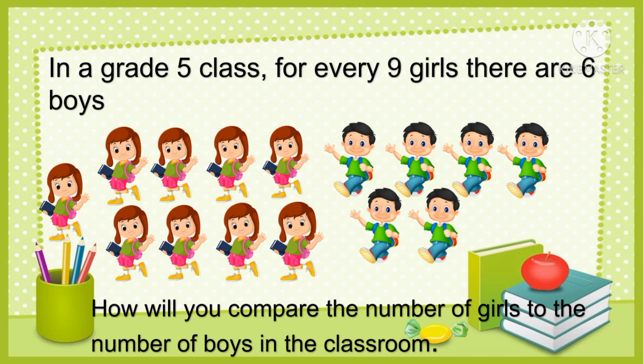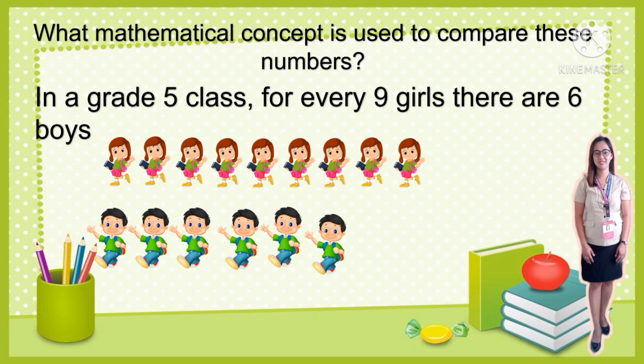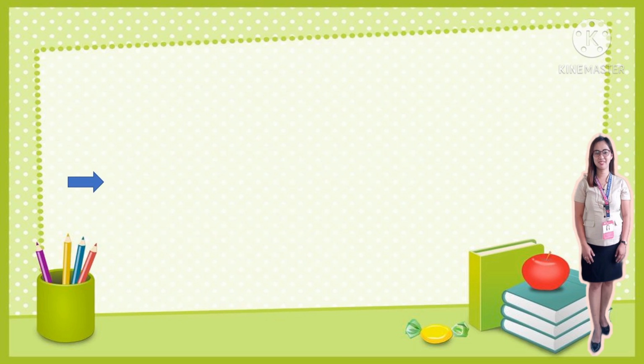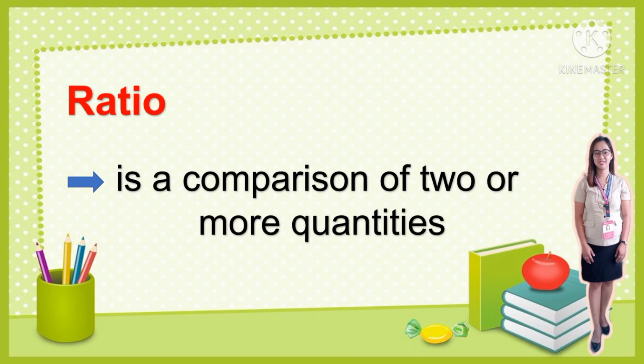Let's analyze the given word problem. In a grade 5 class, for every 9 girls, there are 6 boys. How will you compare the number of girls to the number of boys in the classroom? What mathematical concept is used to compare these numbers? This is all about comparing, so you have to use ratio. It is called ratio. Ratio is a comparison of 2 or more quantities.